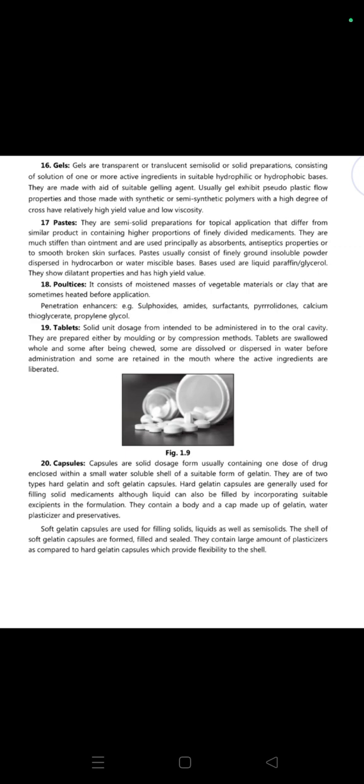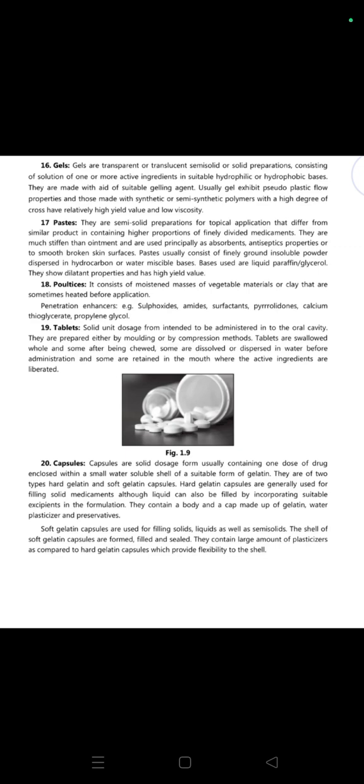Then pastes. These are semi-solid preparations for topical application that differ from similar products in containing higher proportions of finely divided medicaments than poultices. Poultices consist of moistened masses of vegetable materials or clay that are sometimes heated before application. For example, sulfoxides, amides, surfactants, pyrrolidones, calcium thioglycolate, propylene glycol, etc.